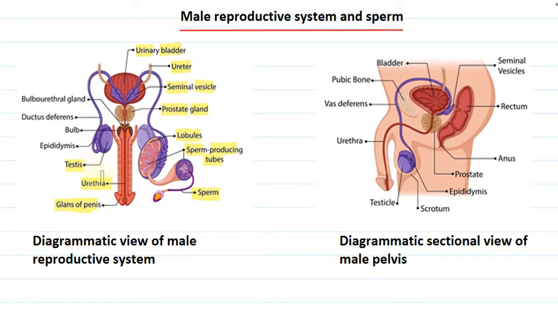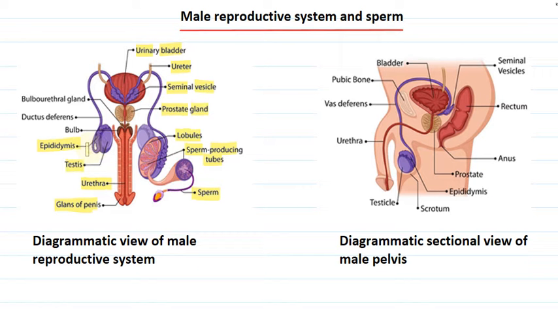So testes are the male reproductive glands, or we can call them gonads. They produce the male gametes, that is sperm, also the male sex hormone, that is the testosterone. Then there is epididymis. So epididymis is a male sex accessory duct that is present behind the testis. Okay, we can see it is present behind the testis.